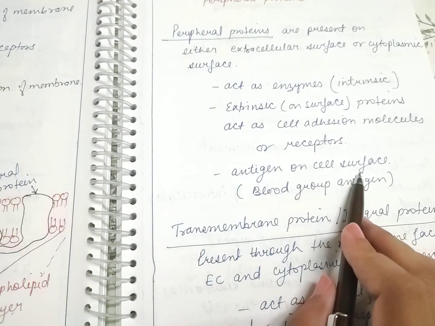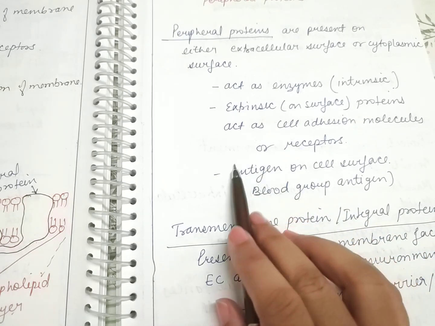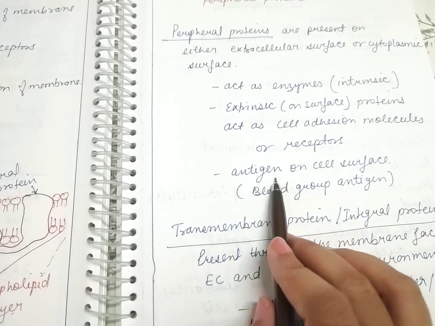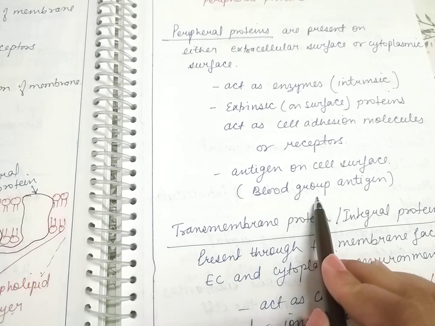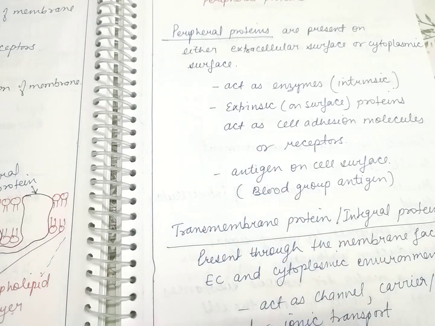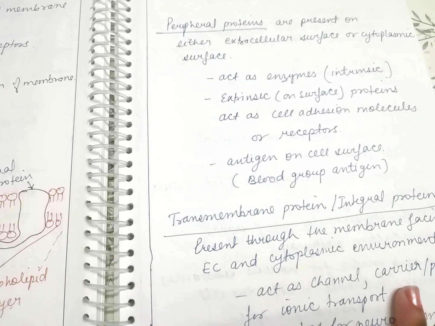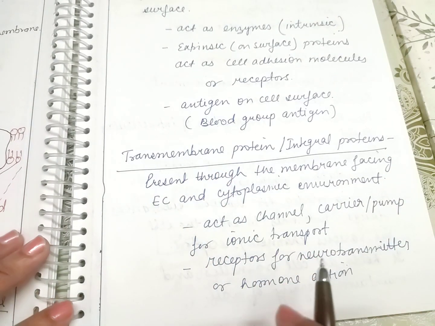They also act as cell surface receptors. And if we talk about RBC, on the surface of RBC we have various antigens, because of which we can estimate our blood group. So these are some functions of peripheral proteins which you can write in your examinations and perform best. Then comes the transmembrane protein, which has various functions.